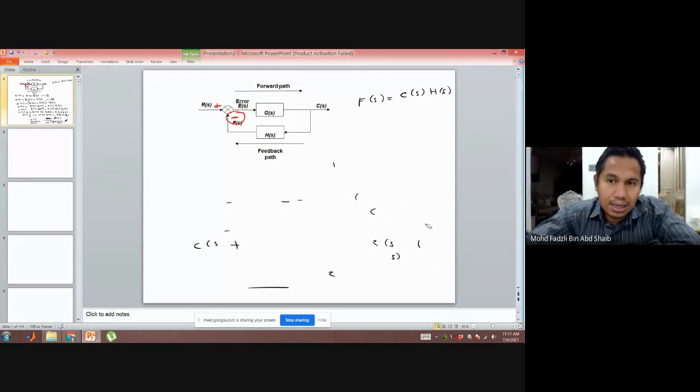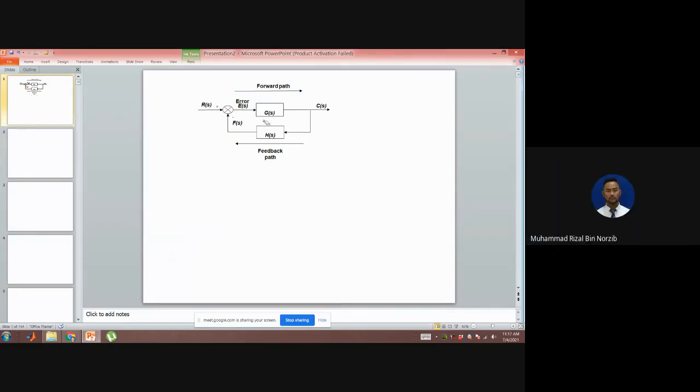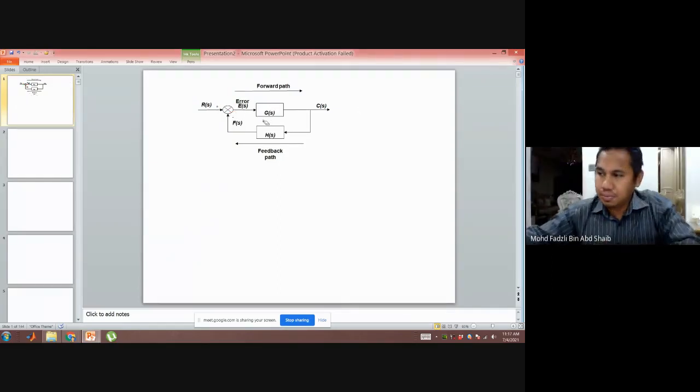I erased my previous solution. I need to explain to you one by one so that you understand how to create the formula based on this. Please silence your microphone, because I hear unnecessary noise.